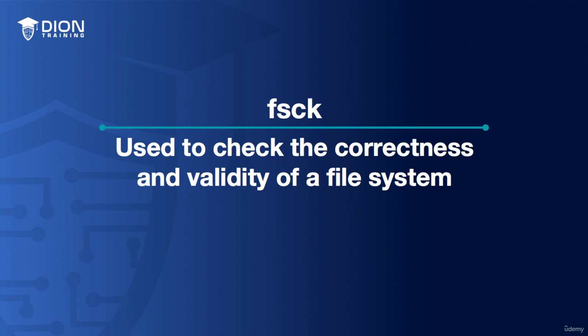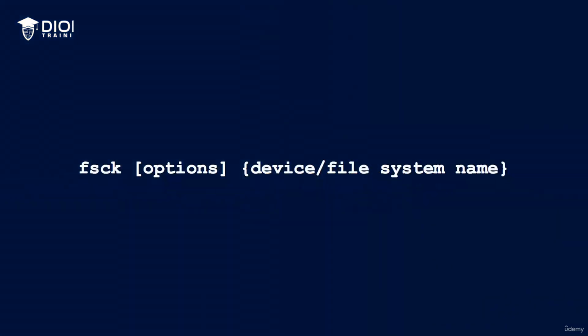A file system must be unmounted before it can be scanned with fsck to prevent damage to the file system. To run fsck, you're going to type fsck, the options, and the device or file system name. Sometimes a repair is going to be required in order to mount or modify a file system.